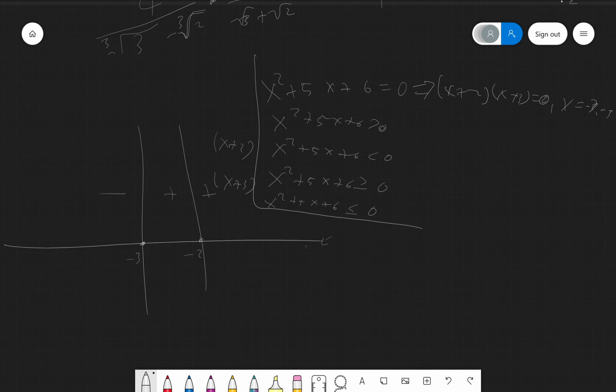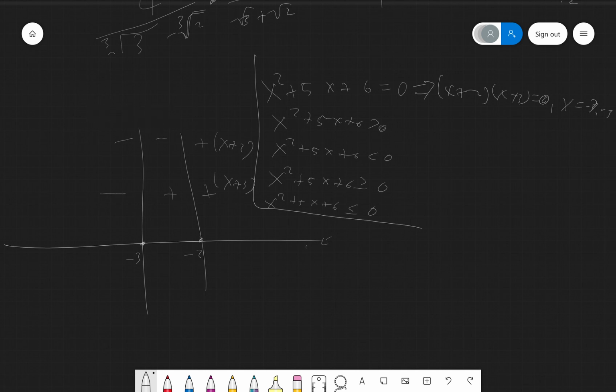Now x plus 2 is going to be negative until the 0, and then it's going to be positive. So x plus 2, if x is below negative 3, it's negative. If it's between negative 3 and negative 2, it's negative. If it's above negative 2, it's positive. And then at the lines it is 0.